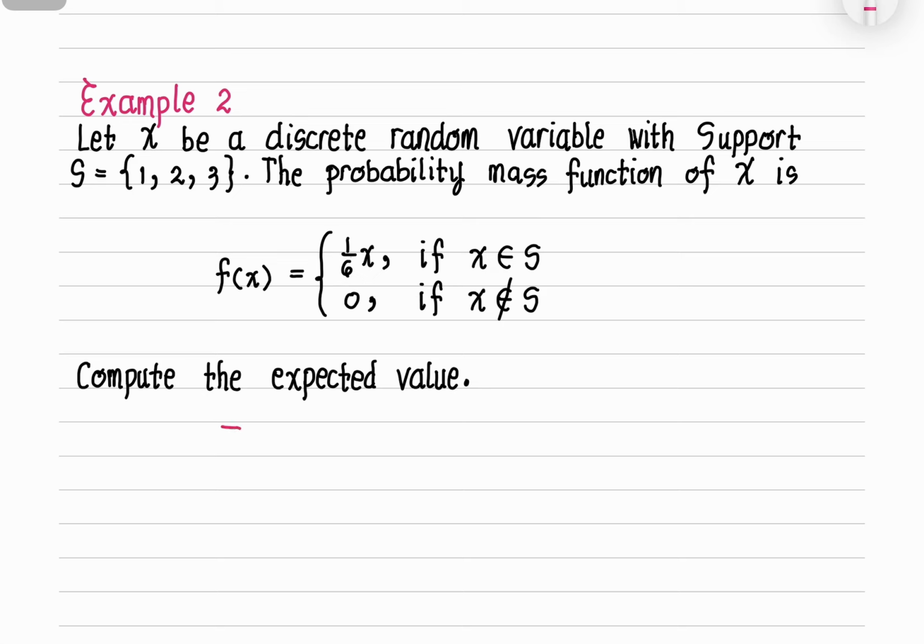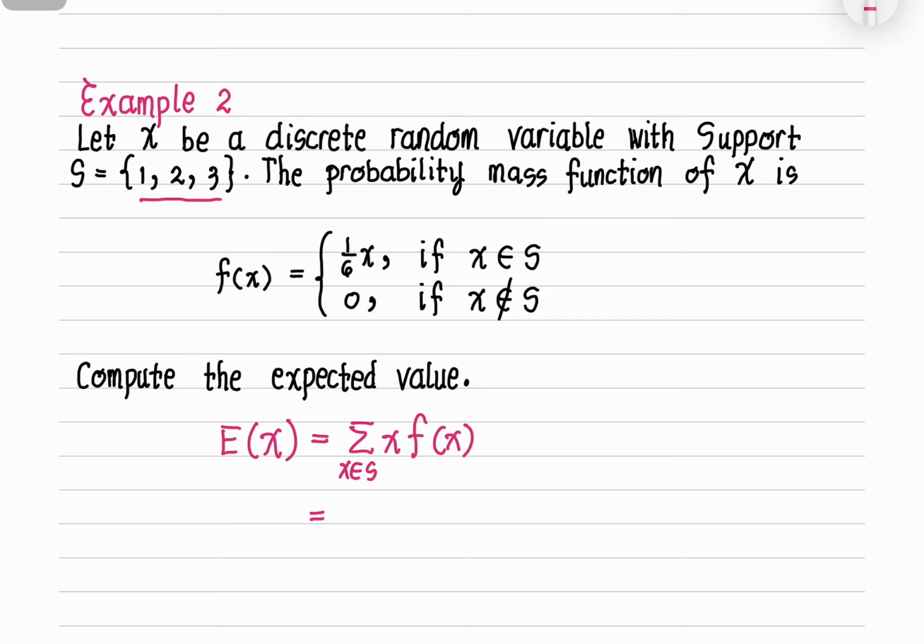So, let's apply the formula above, which is the expected value, E of x, equal to the summation of x times f of x, where x is an element of its support. So, substitution. Our support here is 1, 2, and 3. So that's the value of our x.